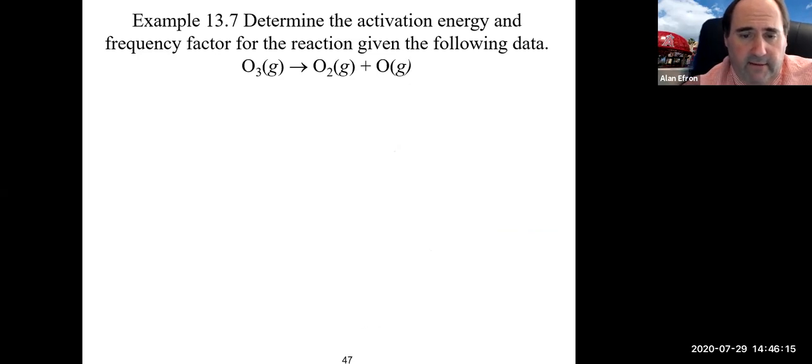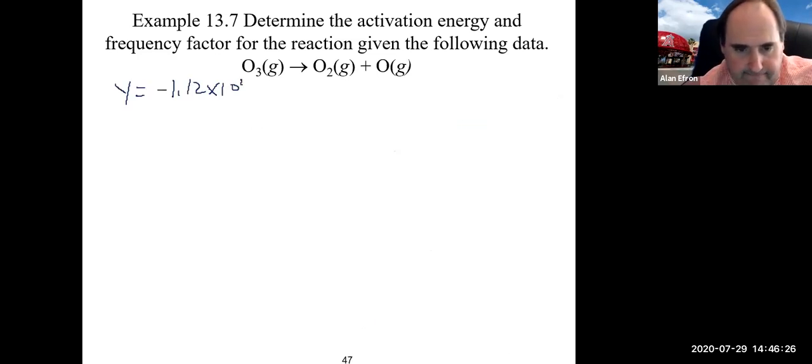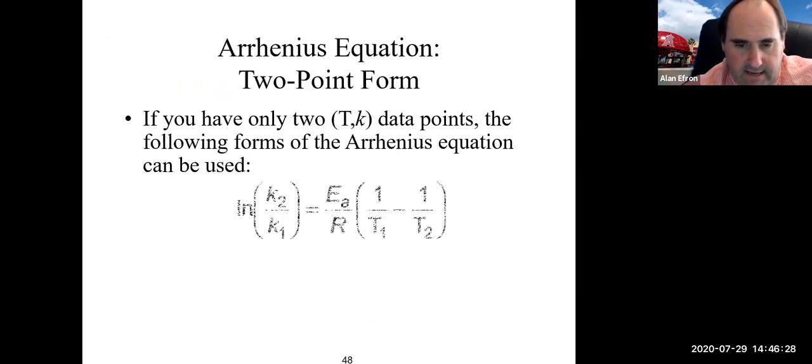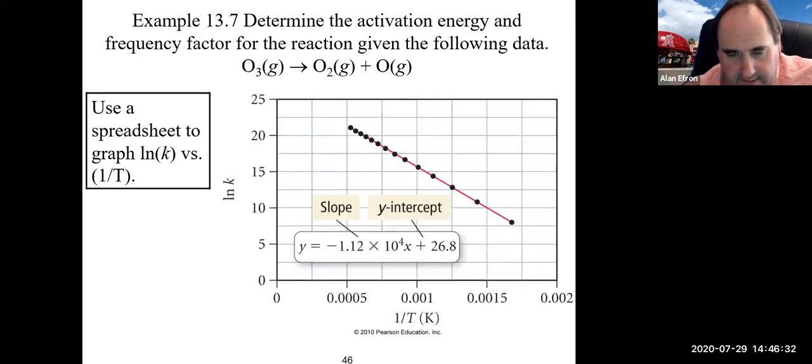So if we look at it, we're going to write the equation here. That was y is equal to minus 1.12 times 10 to the 4th x, plus 26.8, it looks like.